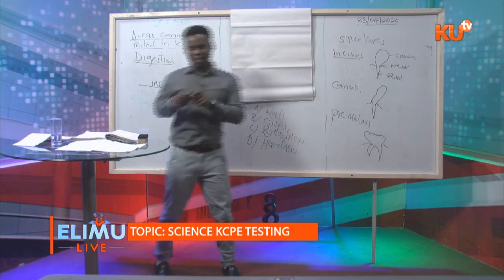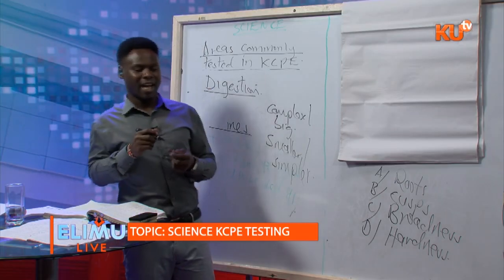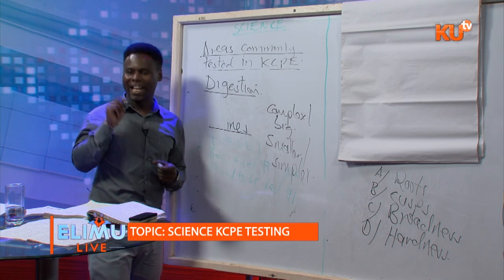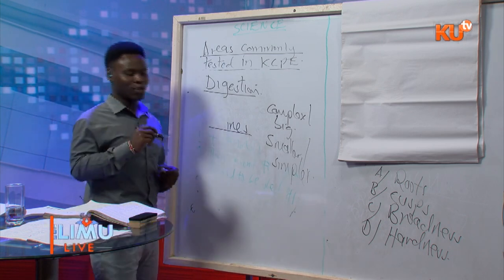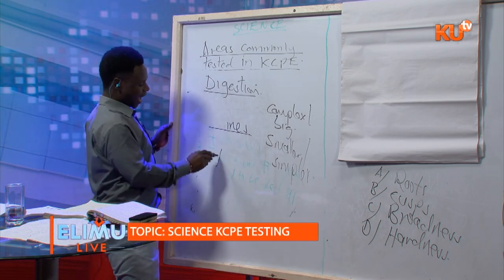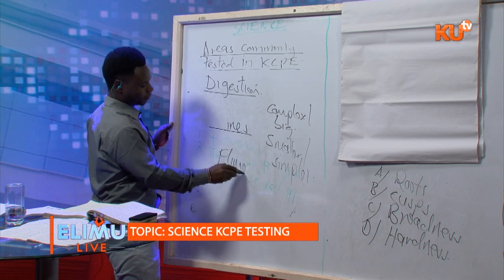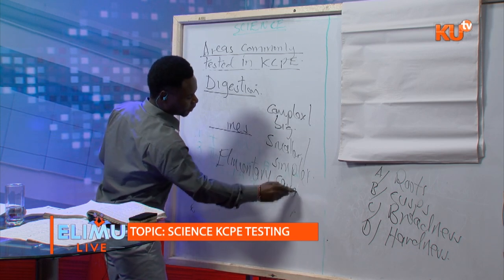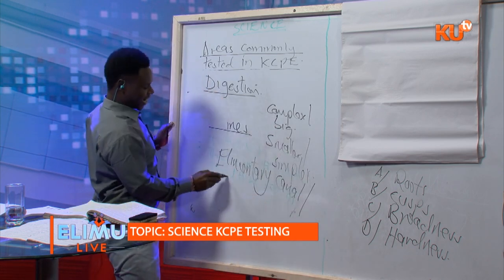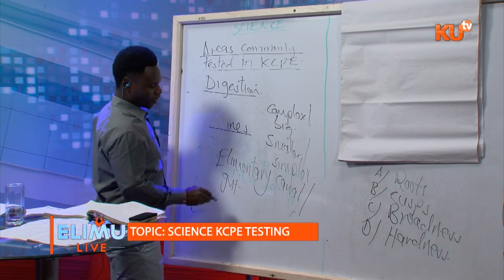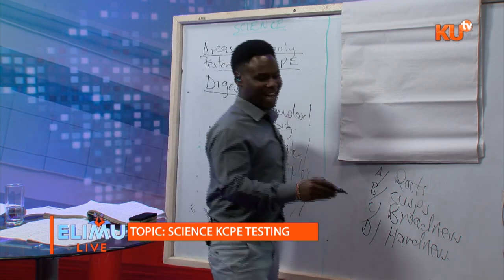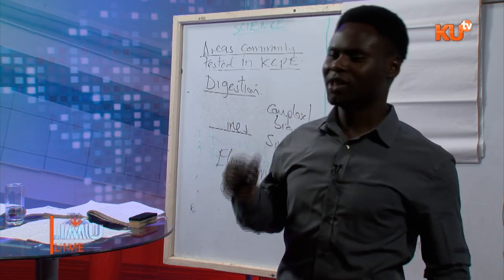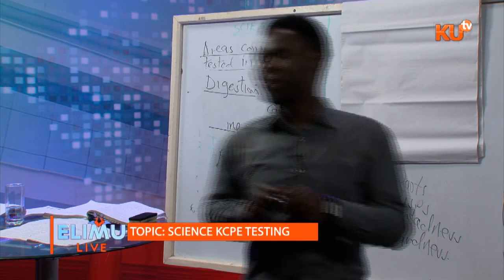Now, digestion takes place in a long tube that runs from the mouth to the anus. And this tube is known as the alimentary canal, also known as the gut. So this alimentary canal or gut is what is known as the digestive system. It runs from the mouth to the anus.